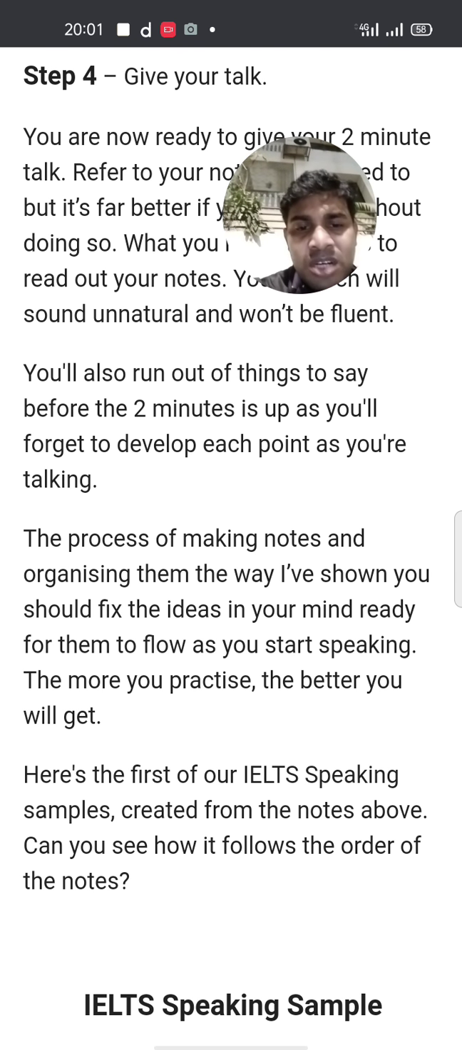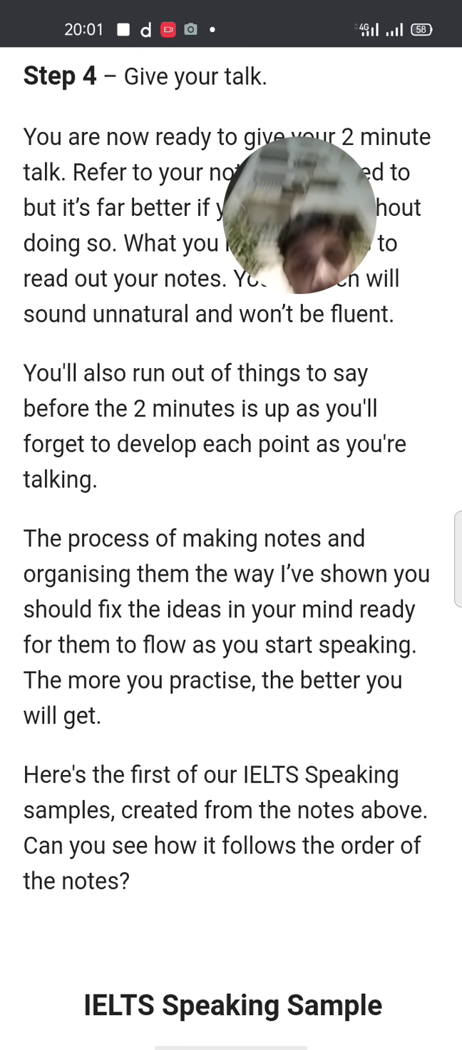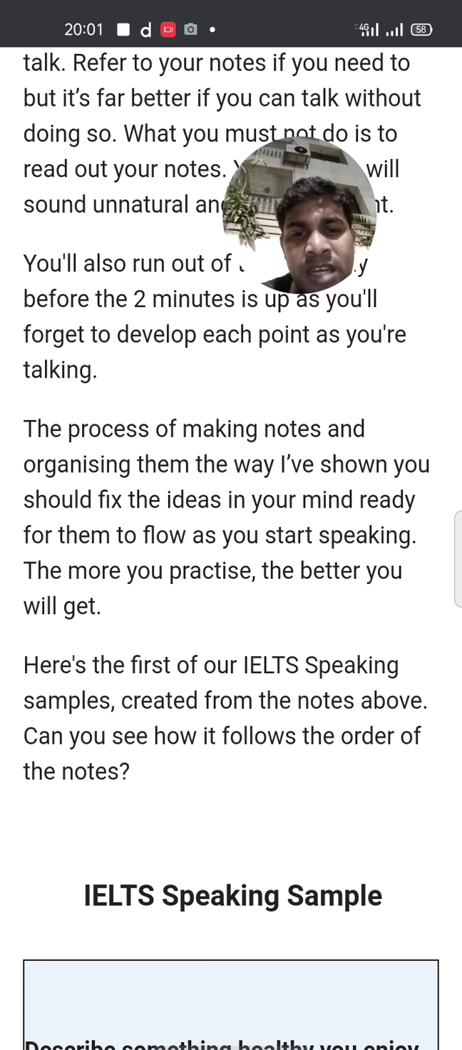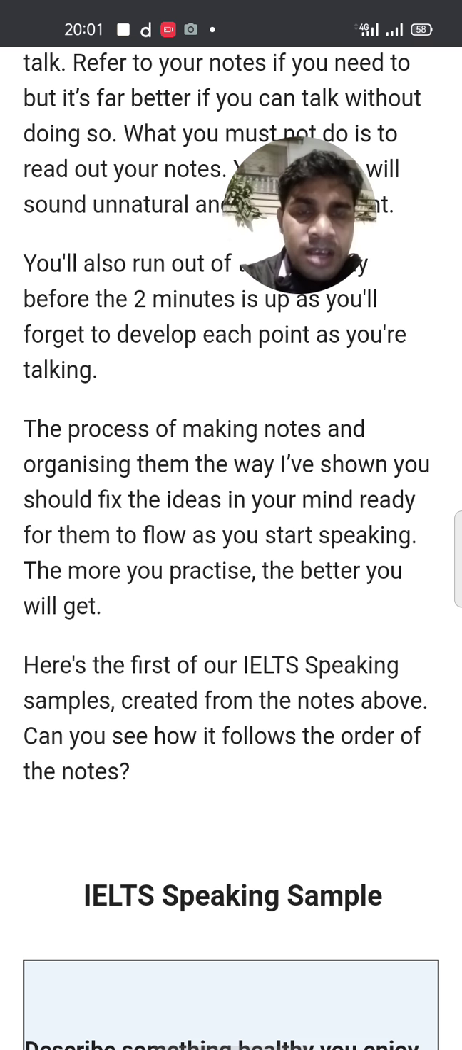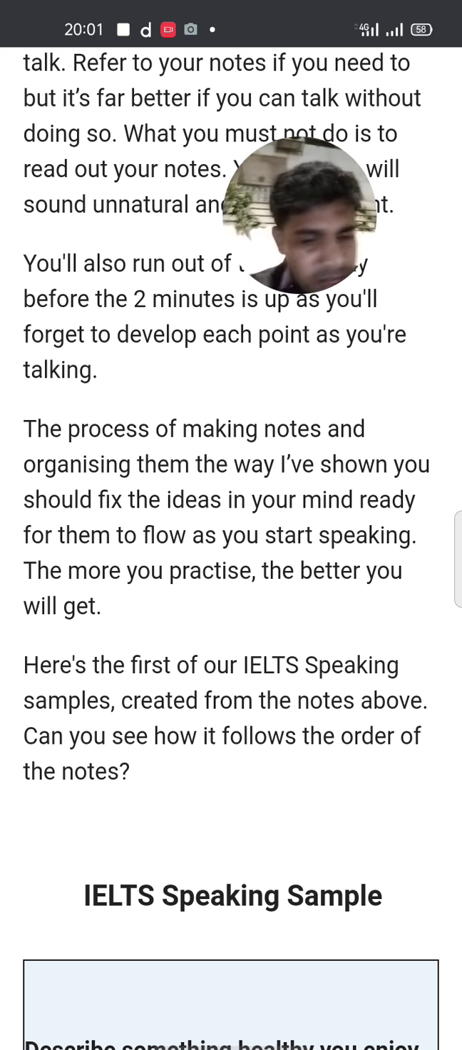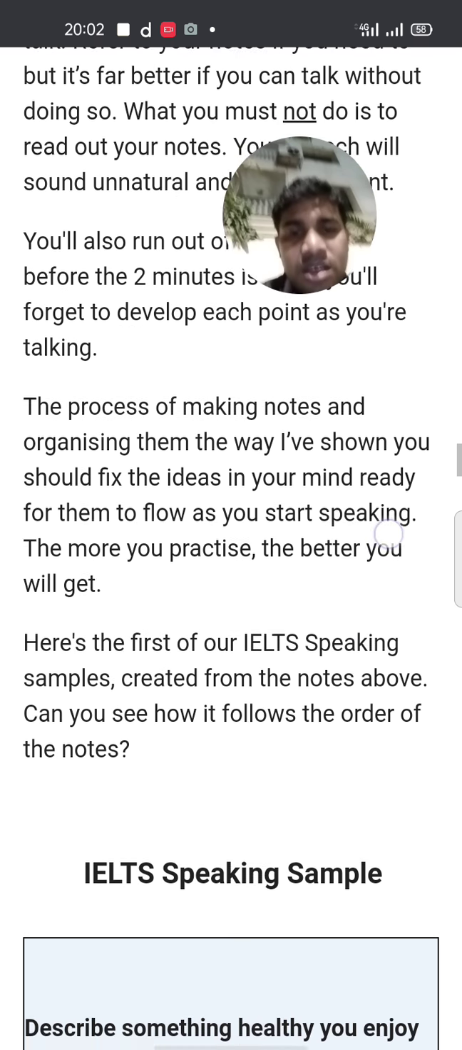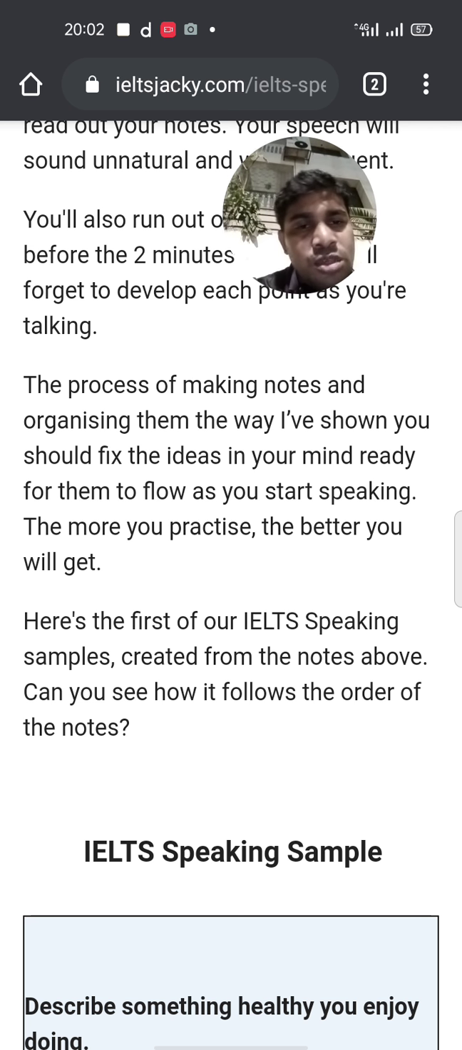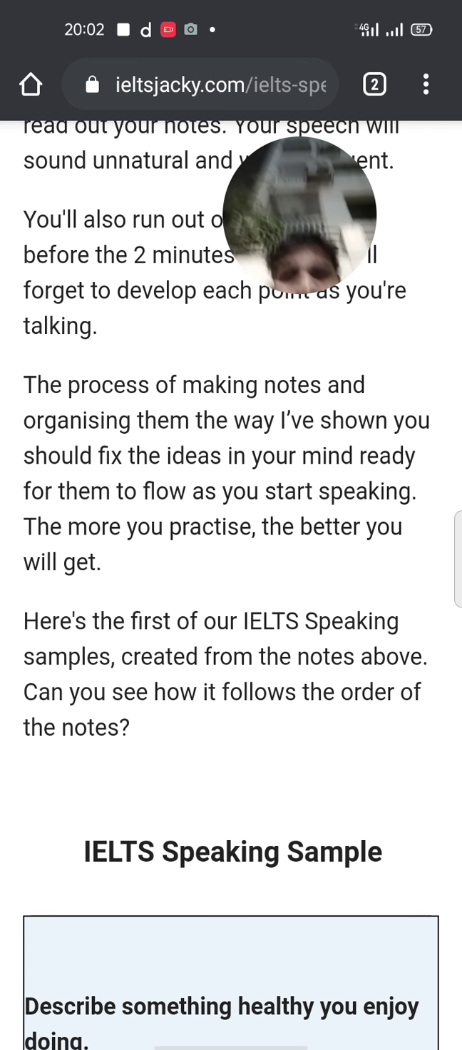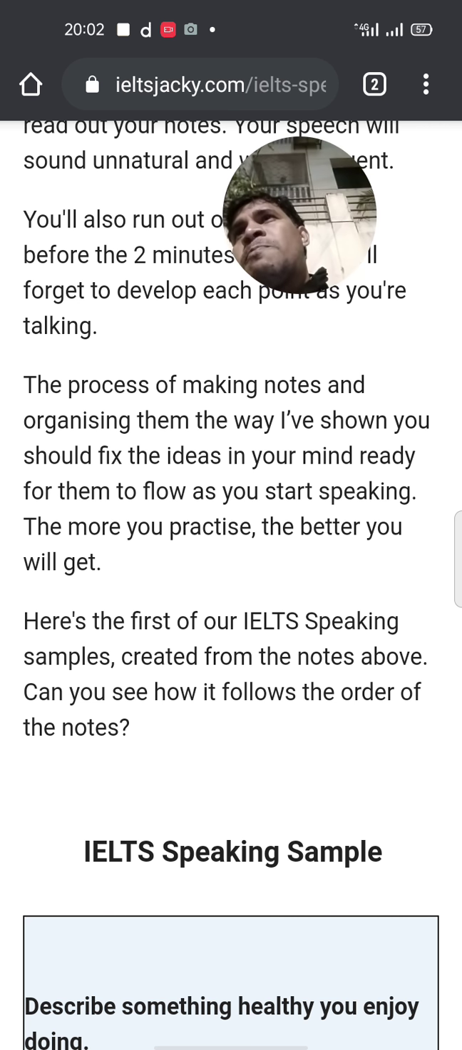The process of making notes and organizing them in the way I have shown you should fix the idea in your mind, ready for them to flow as you start speaking. The things we write on the paper, we already have in our mind. We'll follow the note to discuss, for our fluency and coherence, step by step.